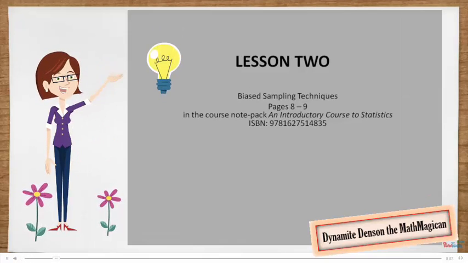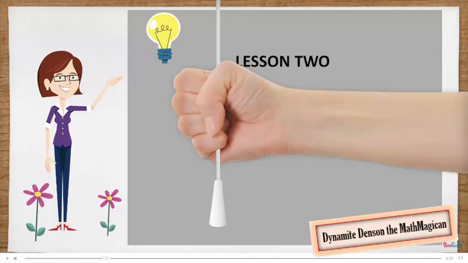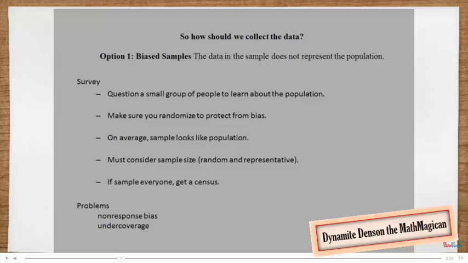We are going to start looking at how to collect data. Our first option is to collect data in such a way that it can produce a biased sample. The data in the sample is not random and does not represent the population. The first type of data collection that can produce a biased sample is a survey.